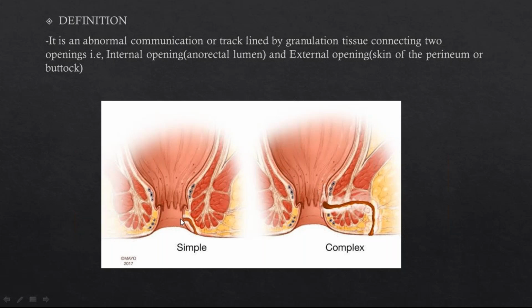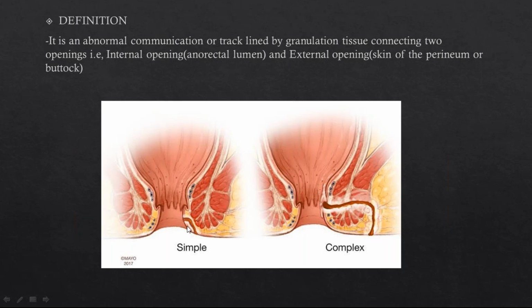So here you can see the internal opening is present here. Here also the internal opening is present in the anal canal. Here you can see it at the dentate line. So there is an internal opening inside, external opening outside. The external opening is usually at the skin of the perineum or the skin of the buttock. The internal opening is usually in the anorectal lumen.